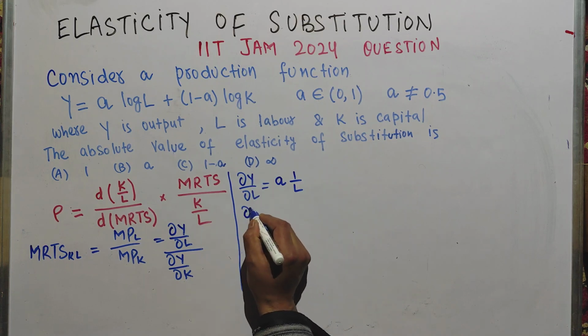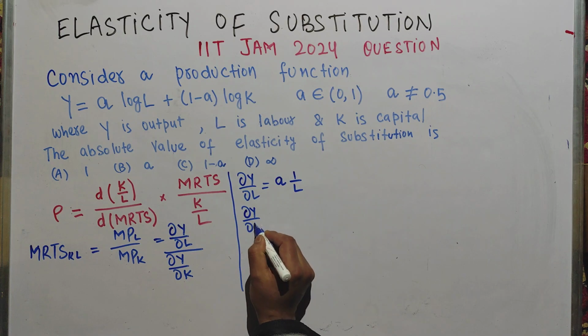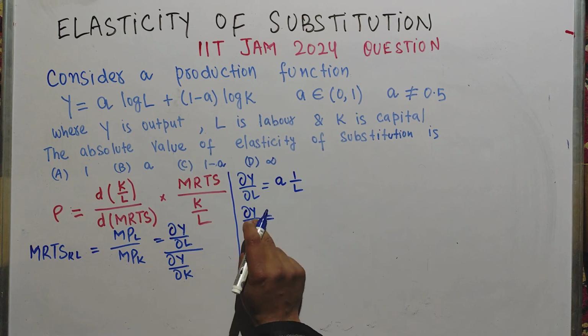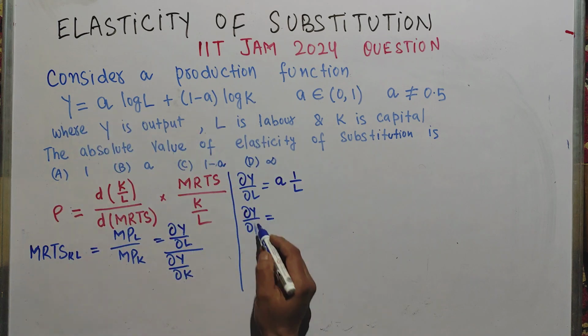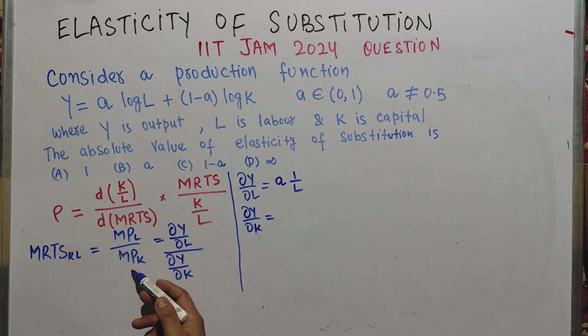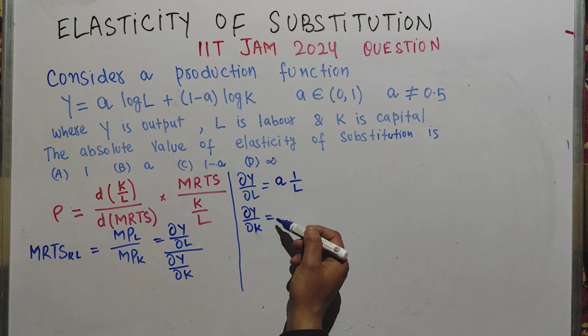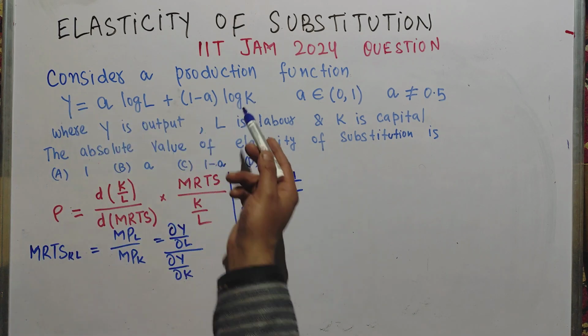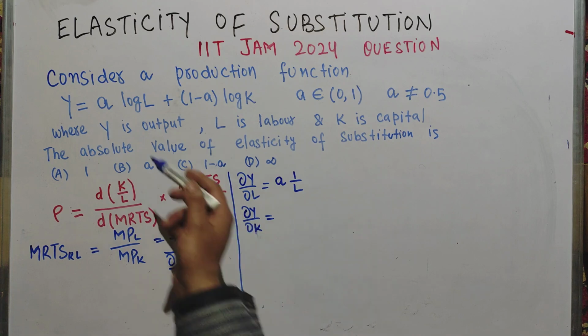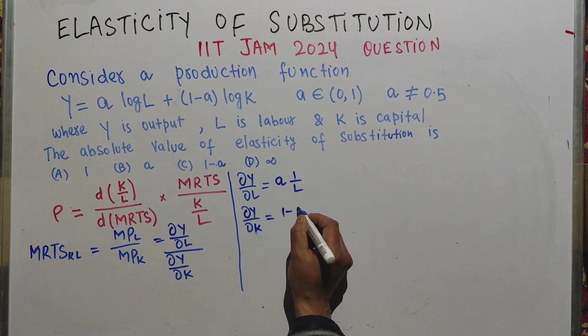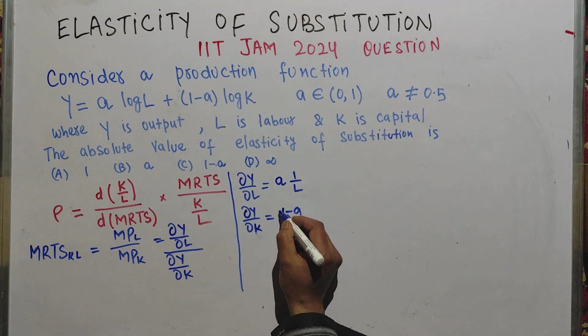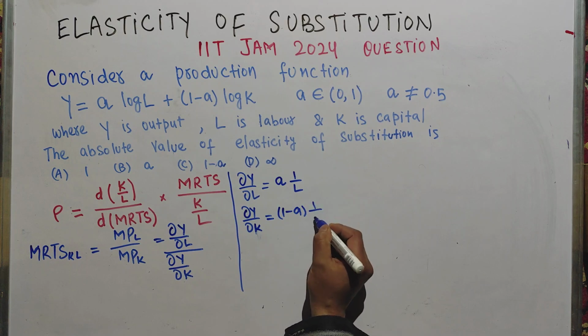Similarly, dy upon dk, the partial derivative of the production function with respect to capital, which is the marginal product of capital, we take the partial derivative of this function with respect to k. Since no k is involved in the first term, its derivative is 0. The derivative of the second term: first we have 1 minus a, and the derivative of log of k, as we know, is equal to 1 upon k.